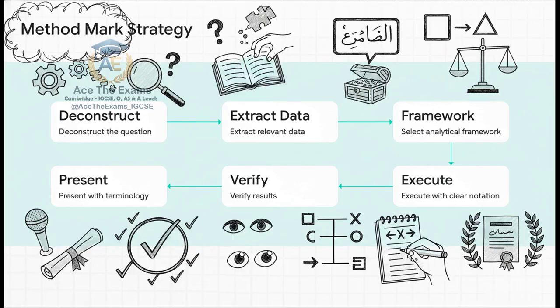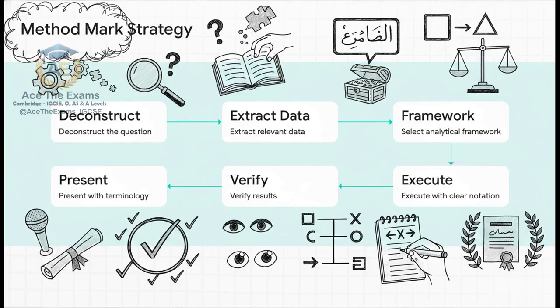Step 1. Deconstruct the question. Before you even look at the text, pinpoint the exact command word and the context. Are you evaluating? Are you analyzing? Step 2. Extract data. Now you go to the crime scene. Pull the specific, highly relevant Arabic quotes from the stimulus materials. Not the whole paragraph, just the smoking gun.